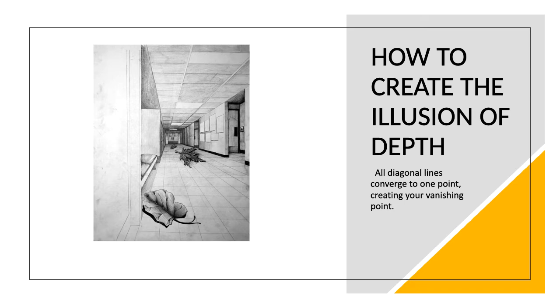So here we are in the hallway, and this is a student drawing of the art building hallway a few years ago. And you can see that in order to create the illusion of depth, these lines, all your diagonals are going to recede to 1 point, and that 1 point is your vanishing point.